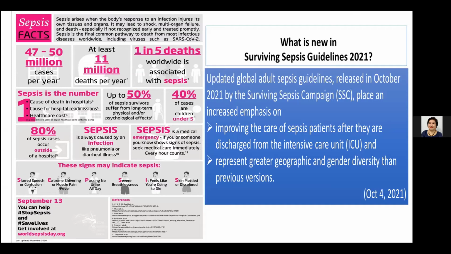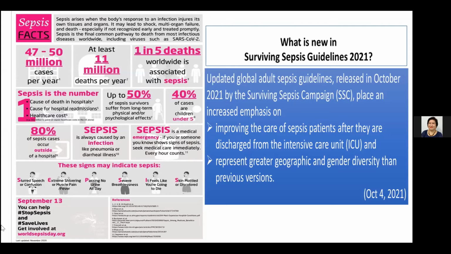We will be discussing topics related to sepsis because we all understand that sepsis is the number one cause of death in the hospital. It is also the number one cause of hospital readmissions and the number one cause of increased healthcare costs.